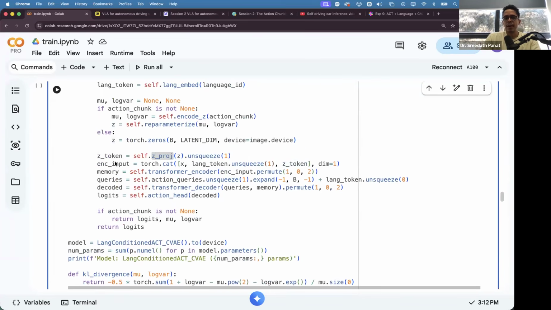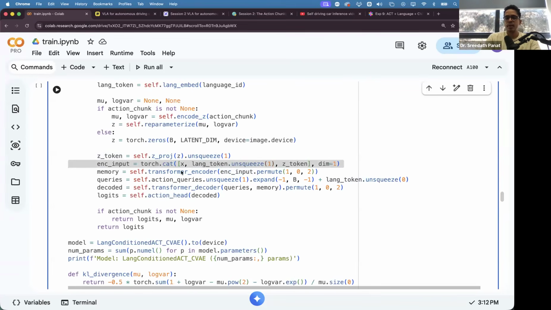Now, the encoder input will have 66 items: 64 coming from vision, this is X, sorry, not language, vision, 1 coming from language, and 1 coming from latent space, projected into 64. So this is the final concatenated token sequence. Where does this go? This encoder input goes into the transformer encoder.